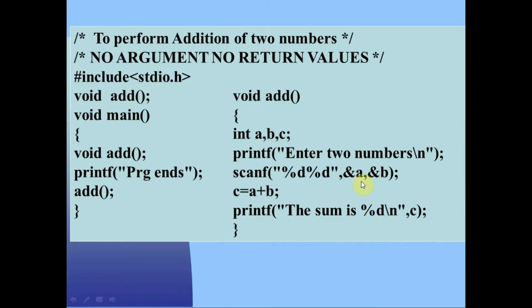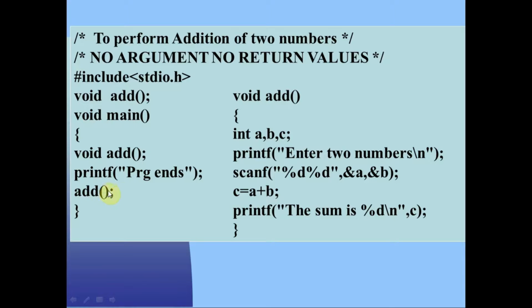This program to perform addition of two numbers is the first category. The function has no return type, so no return type means it is void. Void means it should not return any value. There is no argument because the argument list is empty. So it has a return type, a function name, and no argument. This is the function declaration. Then the second one, function calling.